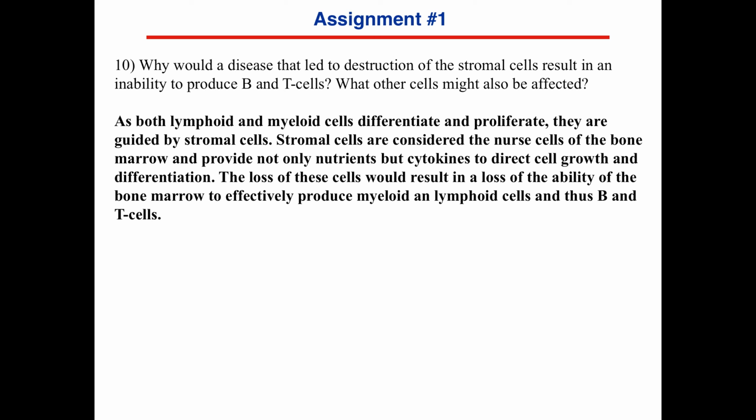Last question: why would a disease that led to destruction of the stromal cells result in an inability to produce B and T cells? The stromal cells are really kind of nurse cells. They're in the bone marrow, and what they do is they provide not only nutrients but cytokines and other things that really guide and control the growth and differentiation of the stem cells, progenitor cells, into the terminal cells that you want, the myeloid cells and lymphoid cells, and that goes for B and T cells. They are involved in that.